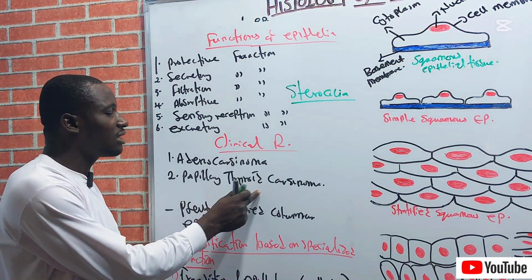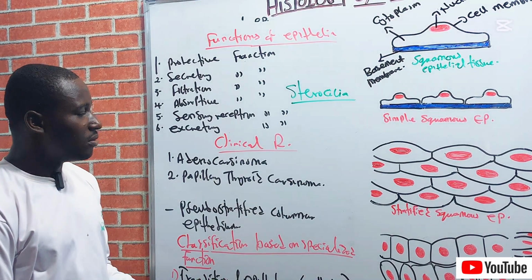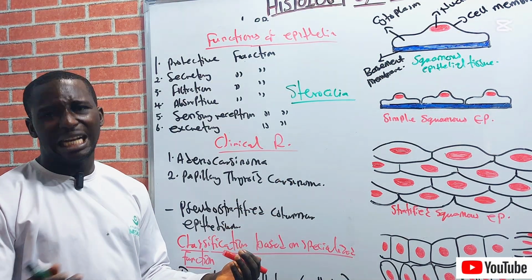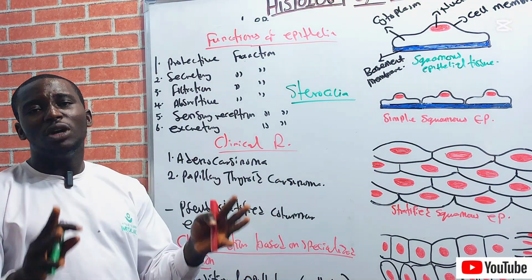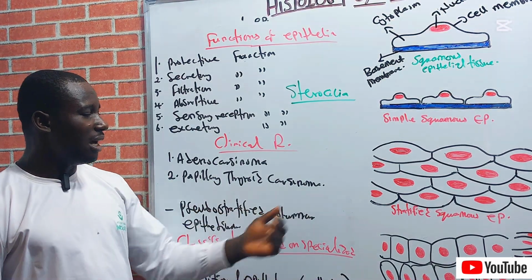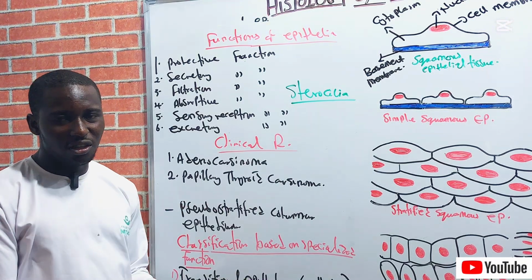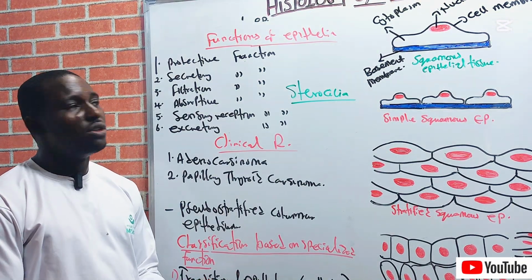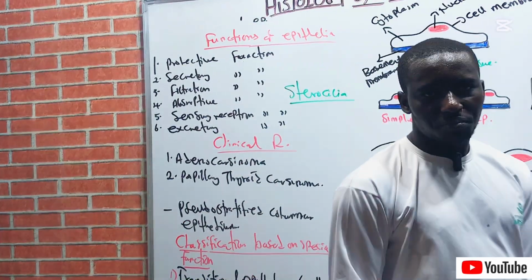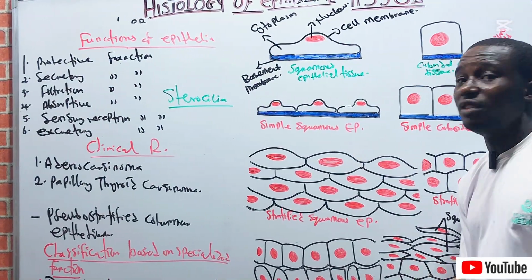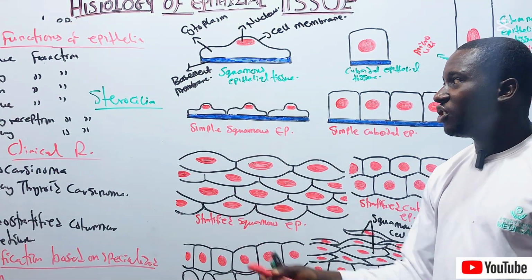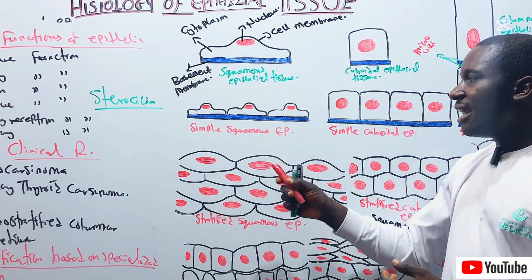Now, papillary thyroid carcinoma is the most common cause of thyroid cancer. It contributes to 80% of thyroid cancer. So that is all about the papillary thyroid carcinoma. So these are the two conditions that are mostly associated with epithelial tissue. I believe we have done justice to everything on the histology of the epithelia. We have discussed it from the introduction, the classification, the functions, and the clinical relevances.